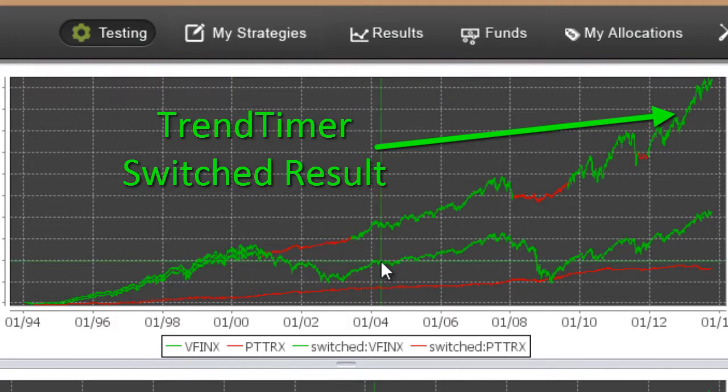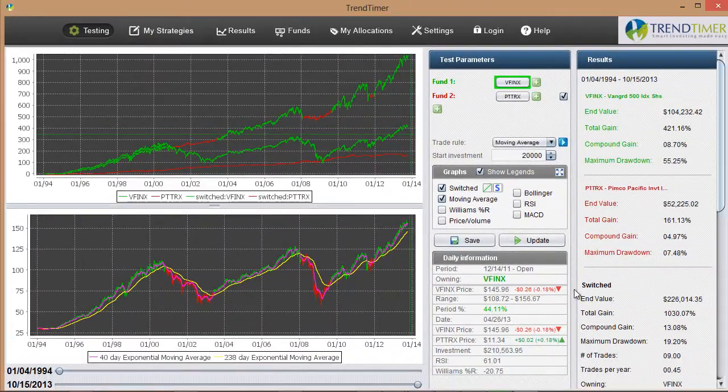And one of the ways it does this is by exiting the market whenever there's a bear market. And you can see here that the switched line alternates between green, the S&P 500, and the bond market in red, and it's rising dramatically above the buy and hold result for the market. If we look in the switched area where the cursor is pointing right now, we can see that the compound gain for this new strategy, instead of 8%, is 13%.